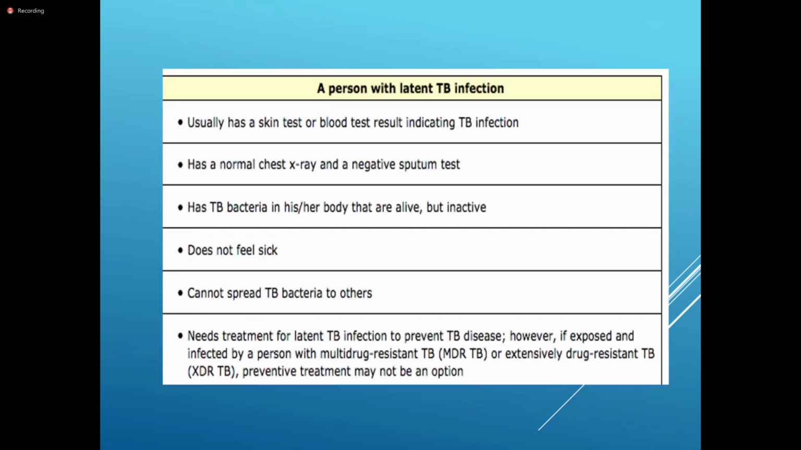So here's your latent person. What do they have? They may have that positive skin test, just like you're saying that you have, Toshana. What else do they have? A normal chest x-ray, a normal sputum test. What does this mean? They have TB bacteria in their body, somewhere they've been exposed to it. Can they spread it to other people? No. And again, they need treatment for latent TB infection to prevent it. However, if exposed to and infected by another person, prevention treatment may not be an option.